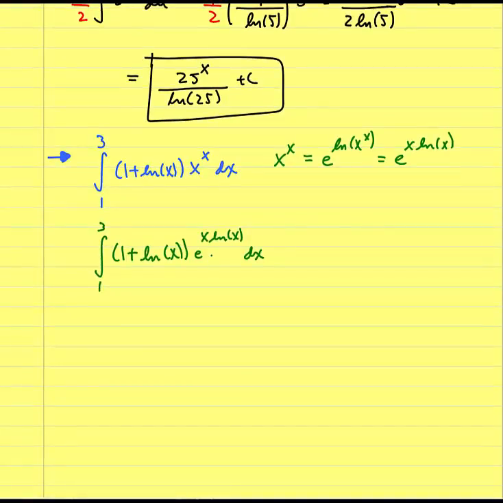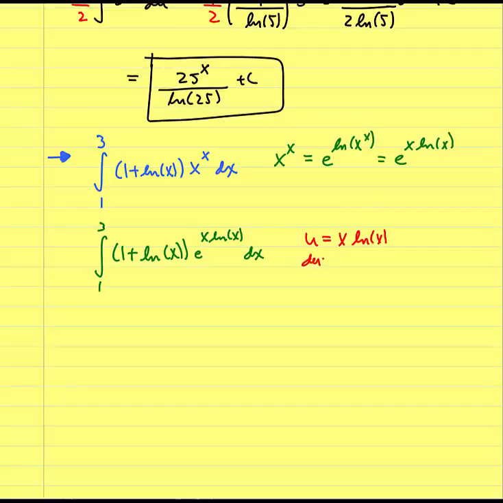Okay, so now let's try our u substitution. Let's let u equal e to the x ln of x. Well, actually, let's not have the e in there. Let's just have it be the exponent, so that's an e to the u. So u equals x ln of x.